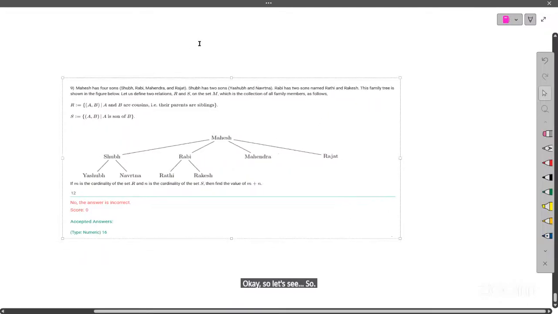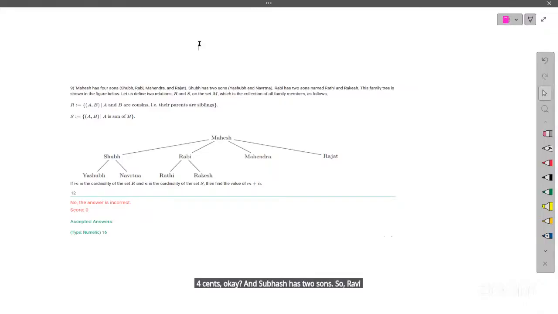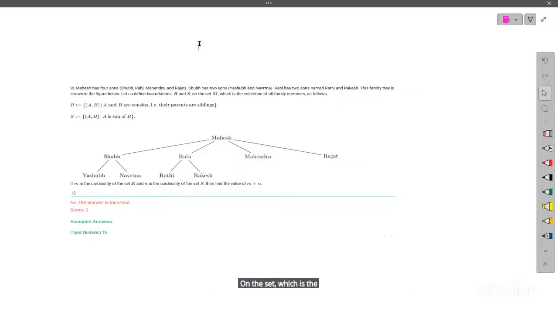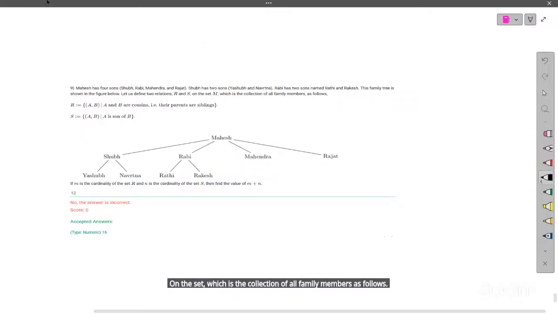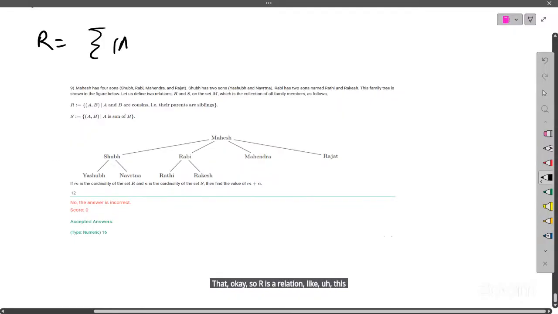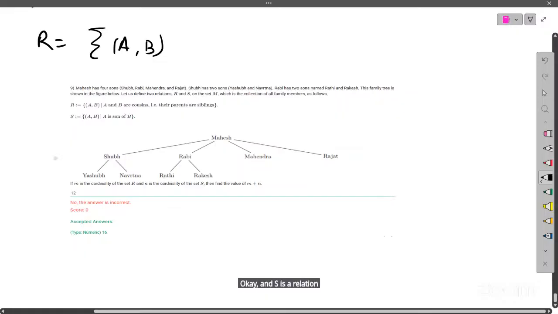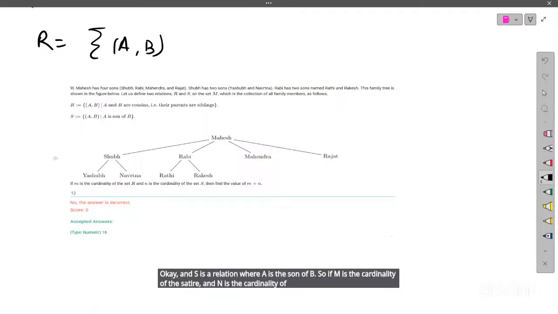Mahesh has 4 sons, Subhash has 2 sons, and Ravi has 2 sons. The family tree is shown below. Let us define two relations R and S on the set M, the collection of all family members. A and B are related in R if A and B are cousins, that is, their parents are siblings. S is a relation where A is a son of B. If M is the cardinality of R and N is the cardinality of S, find the value of MN.